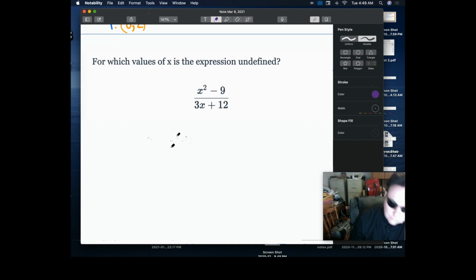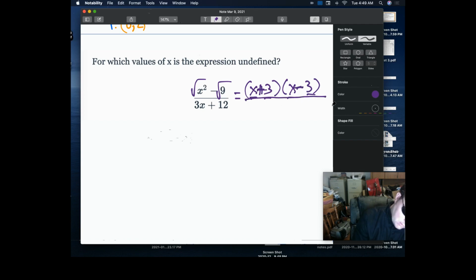So next one, we got: for which values of x is the expression undefined? Okay, so again, the first thing you always want to do is factor this out. Anytime you can take the square root of both of these and you have a minus sign, you take the square root of both, plus or minus. On the bottom, we can factor out a 3 and get x plus 4.